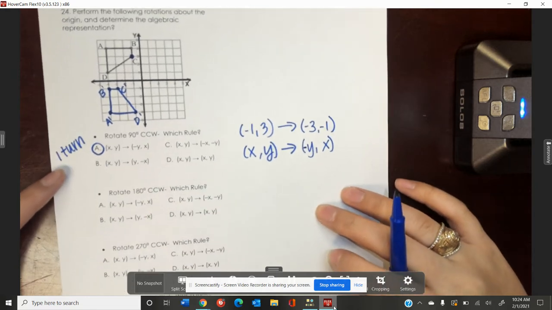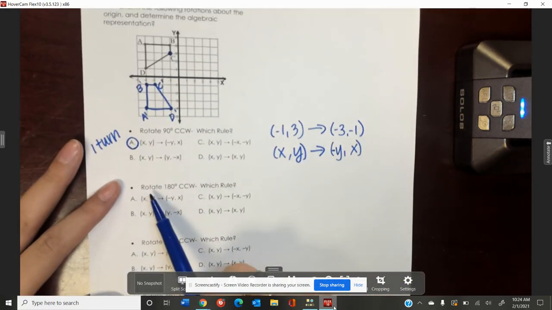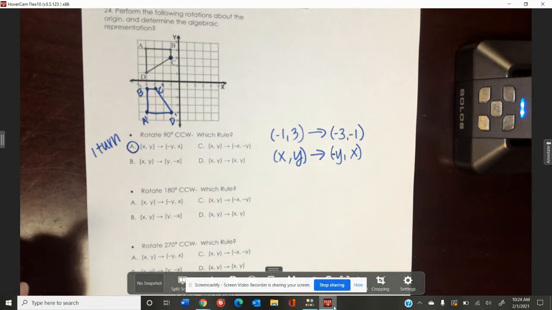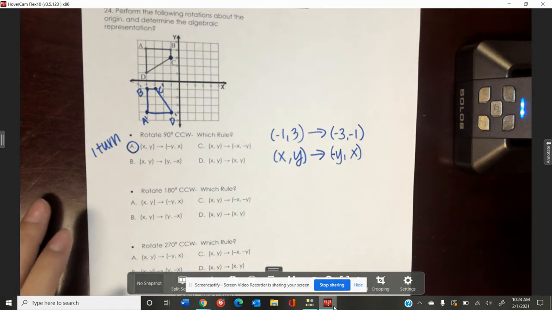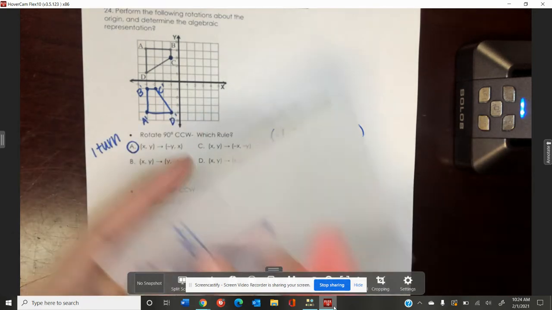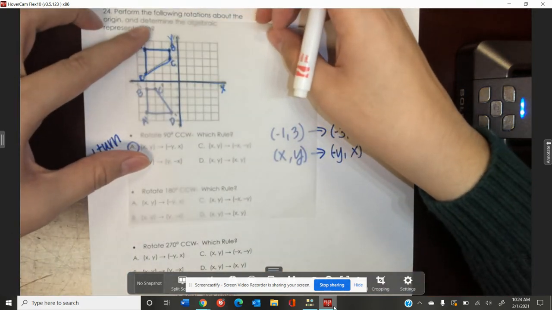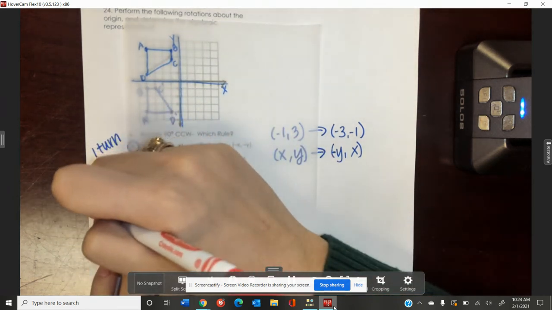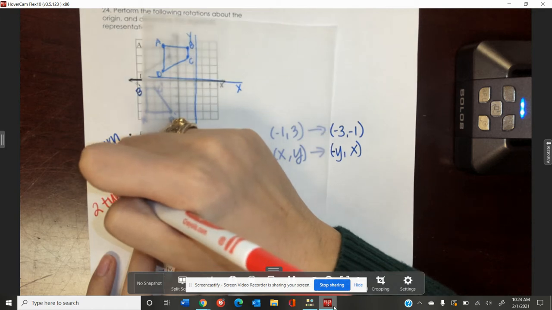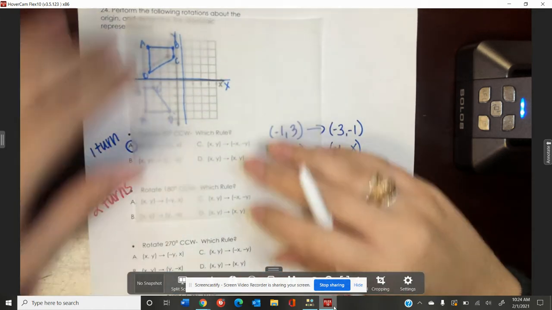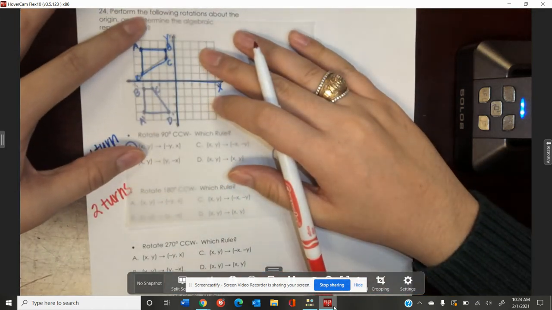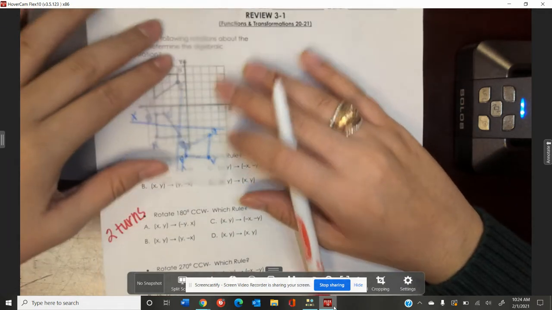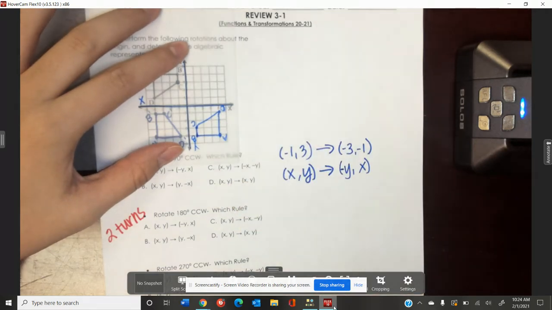Okay, so next we're now rotating this 180 degrees counterclockwise. I'm going to use a different color, I'm going to use red, and I'm going to get my patty paper. Since I am rotating 180 degrees, that means I am turning this 2 times. So this is 2 turns. Starting off in my original, I'm going to rotate this once. So that's 1 turn. And now twice. This is a 180-degree turn.